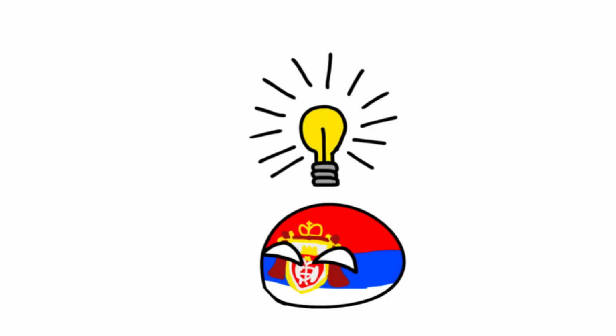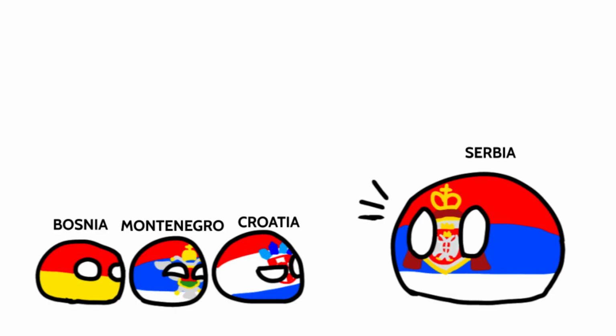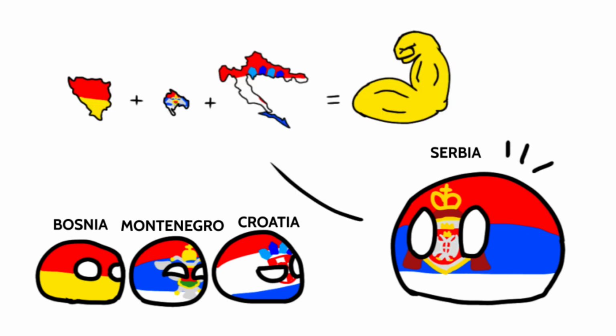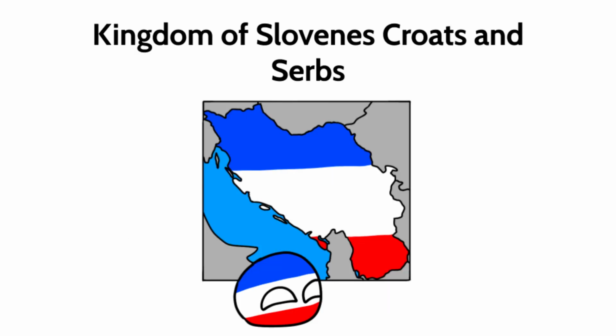The Serbian government then had an idea. During the Treaty for World War I, also known as the Treaty of Versailles, Serbia approached certain countries that were once a part of Austria-Hungary. These countries were Croatia, Montenegro, and Bosnia. Serbia requested that they unify to create a stronger nation to protect themselves. The Allies agreed with the unification. And so it was, the Kingdom of Slovenes, Croats and Serbs was formed.